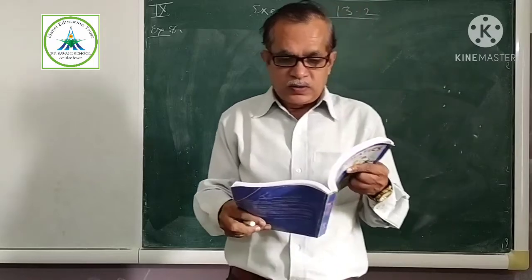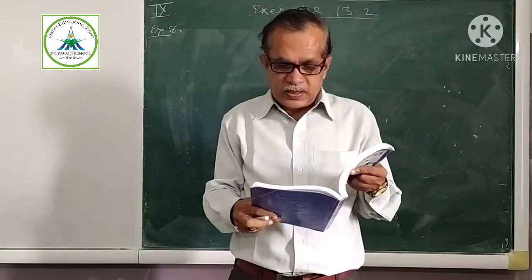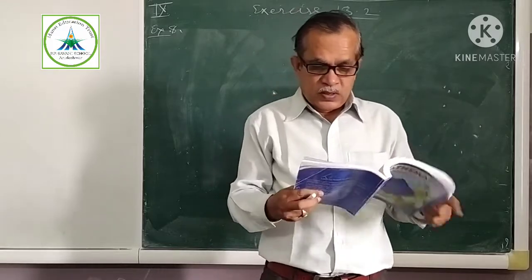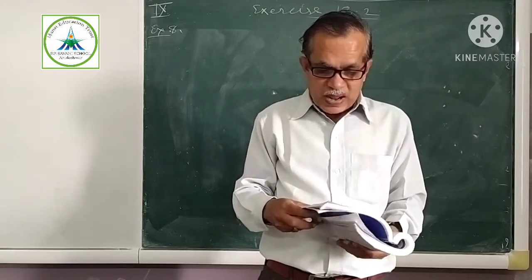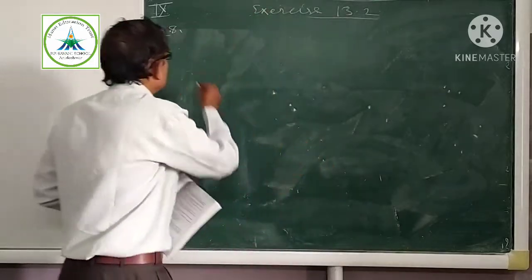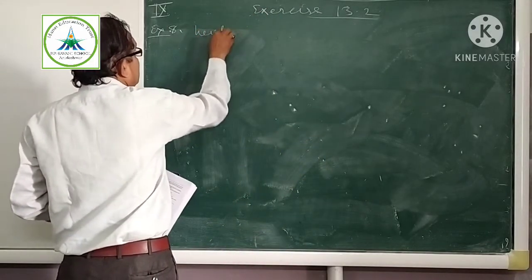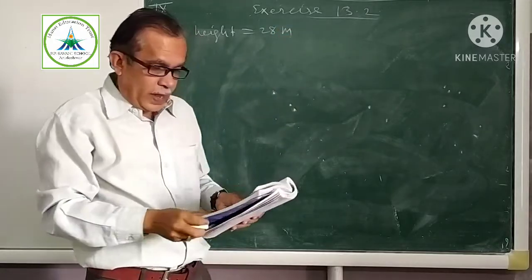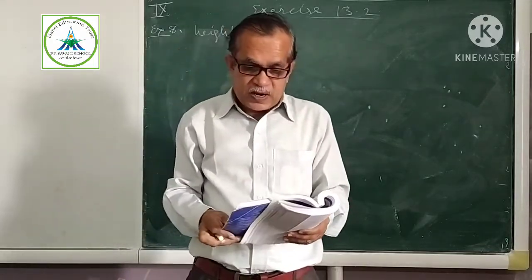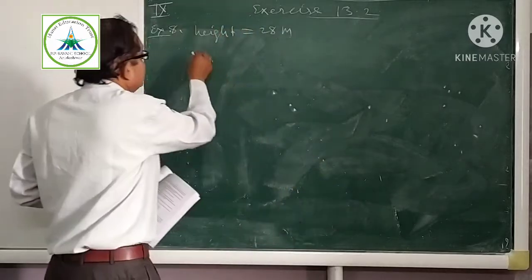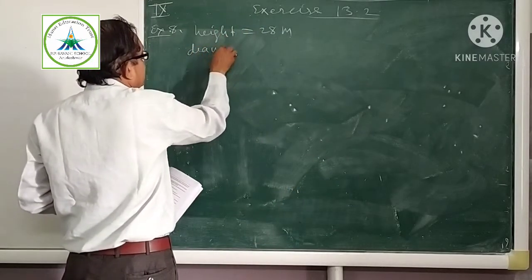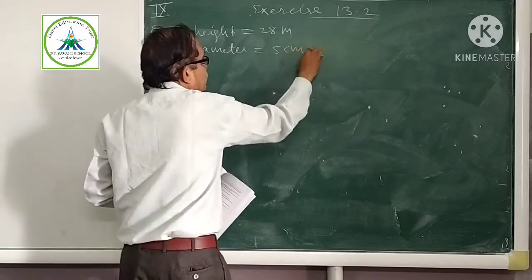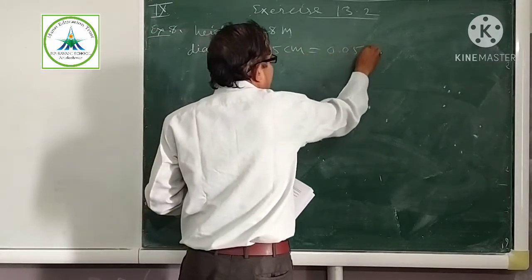in a hot water heating system, there is a cylindrical pipe of length 28 meter. Length of cylindrical pipe means we call it height. Height equal to 28 meter. And diameter 5 centimeter. Diameter is given 5 centimeter. That is what? 0.05 meter. Got it?